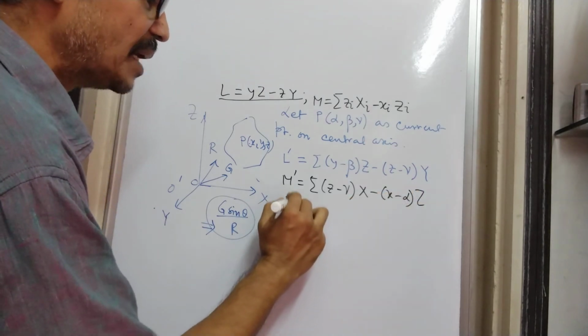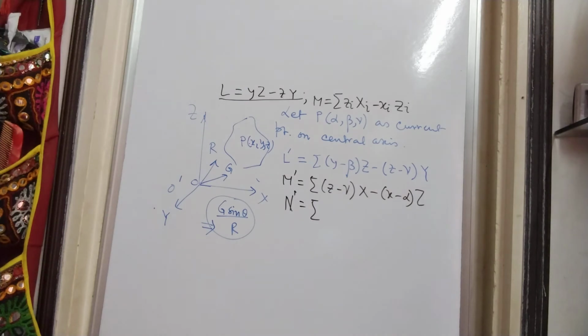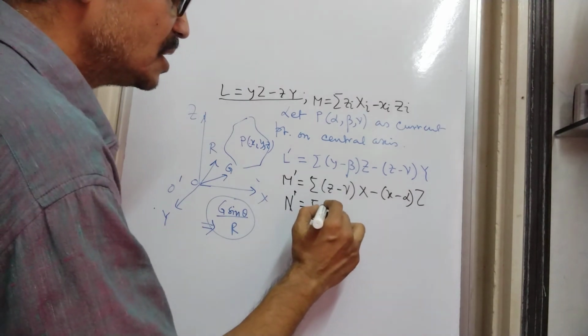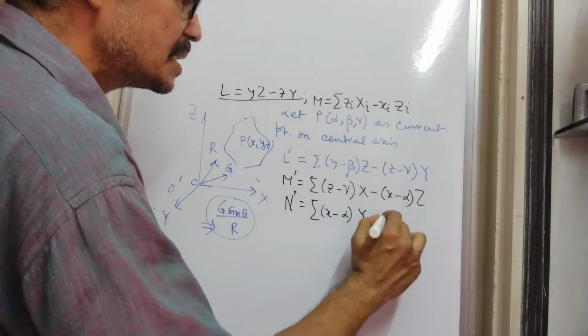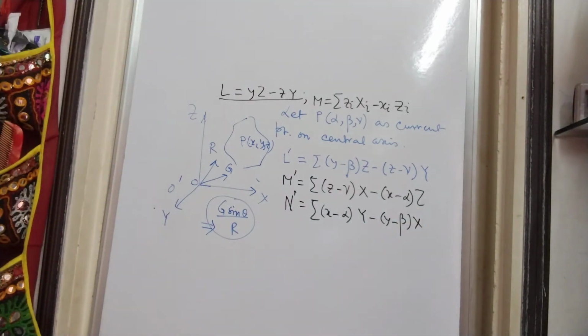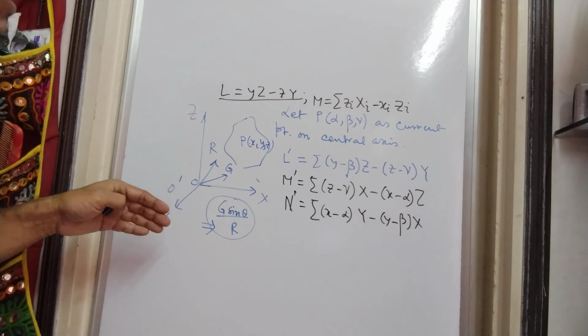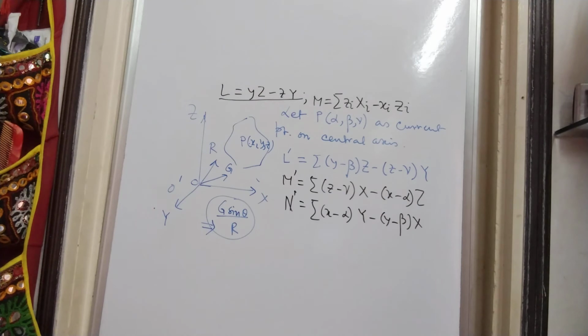And similarly N prime will have an expression like, since N is nothing but xi yi minus yi xi, so we write x minus alpha into Y minus beta into X. This is simple. We have just shifted the origin and replaced the coordinates with respect to alpha, beta, gamma.